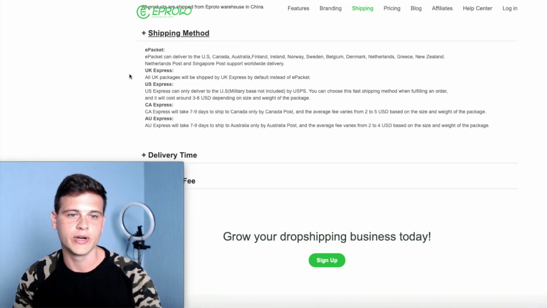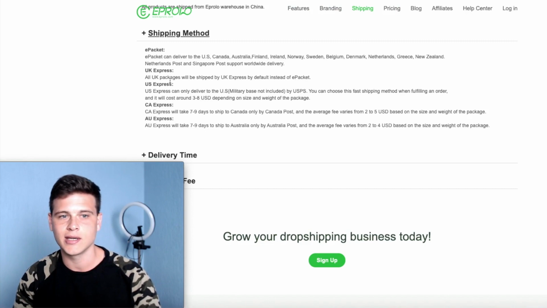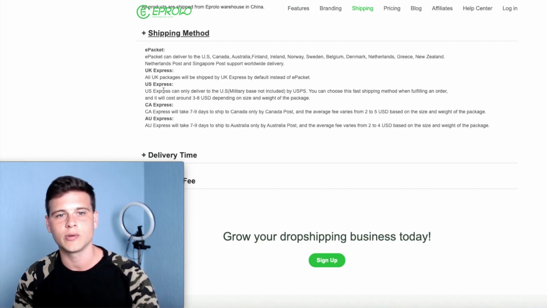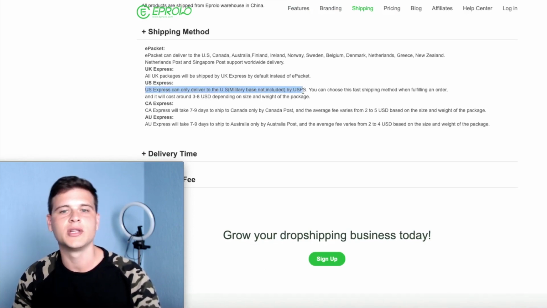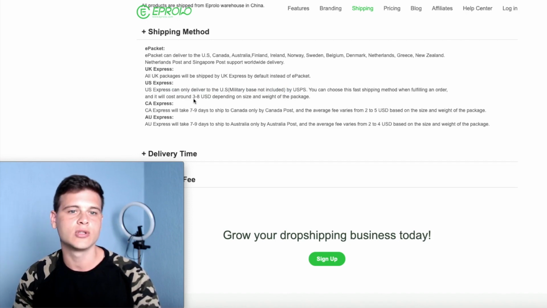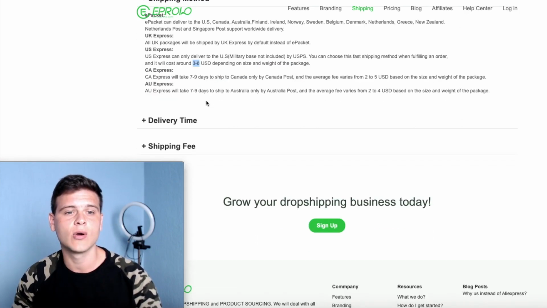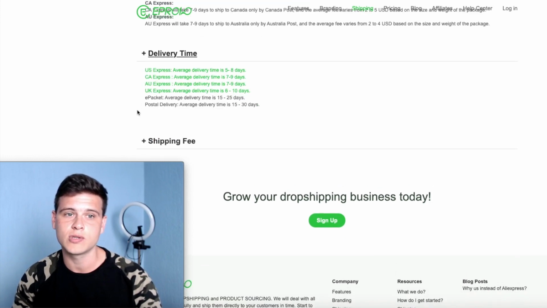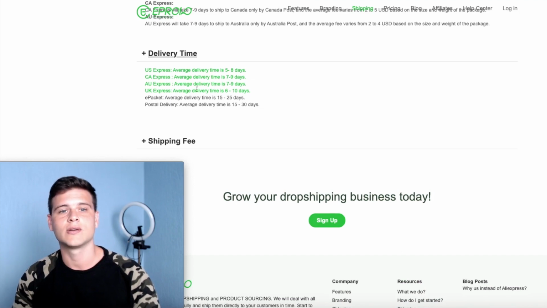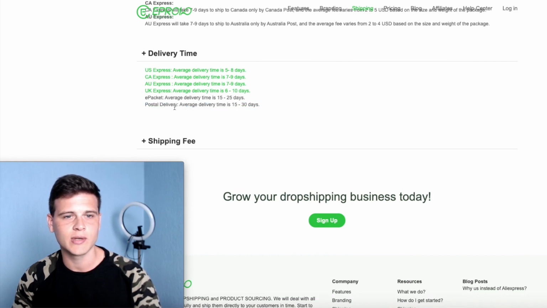Shipping method over here, they also have e-packet, CA Express, US Express, UK Express. So US Express is going to be delivered by USPS, and it's going to be an additional $3 to $8, which looks like a fair price. Now let's go over the delivery time, which is the most important thing. US Express 5 to 8 days, CA Express 7 to 9, Australia 7 to 9, and UK 6 to 10. E-packet and postal delivery, I'm not sure exactly what it is. Maybe it's China Post, so it's kind of the same as AliExpress.